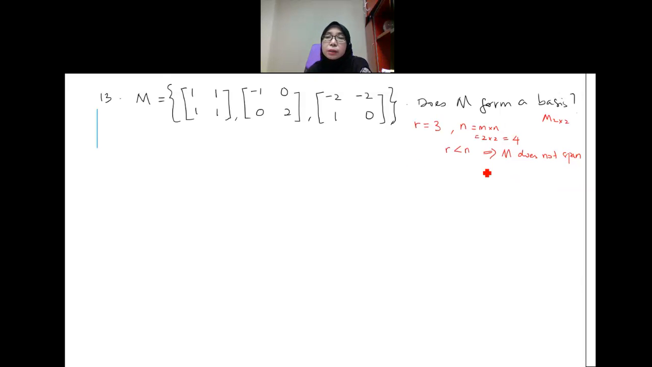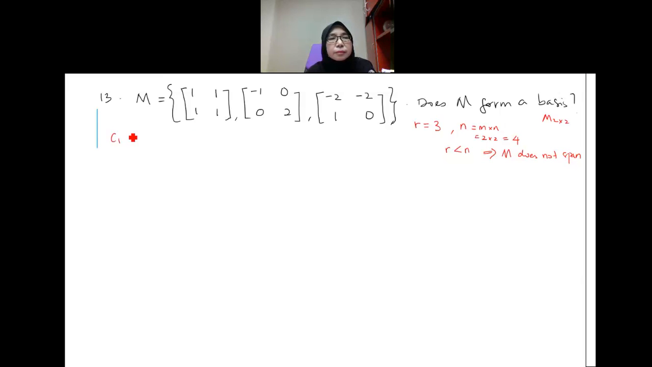But you must show how you get that result. The theorem is for you to check. Right now, R is less than N, so I know that this set M does not span. So I would like to take the spanning part. First, you must write a linear combination for both linear independence and the spanning set.